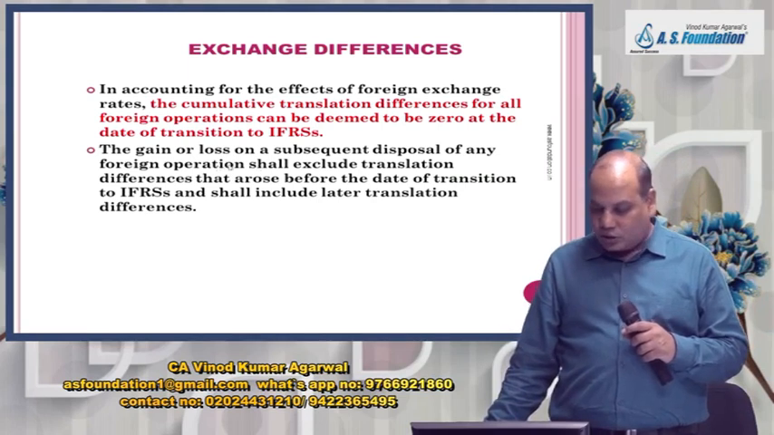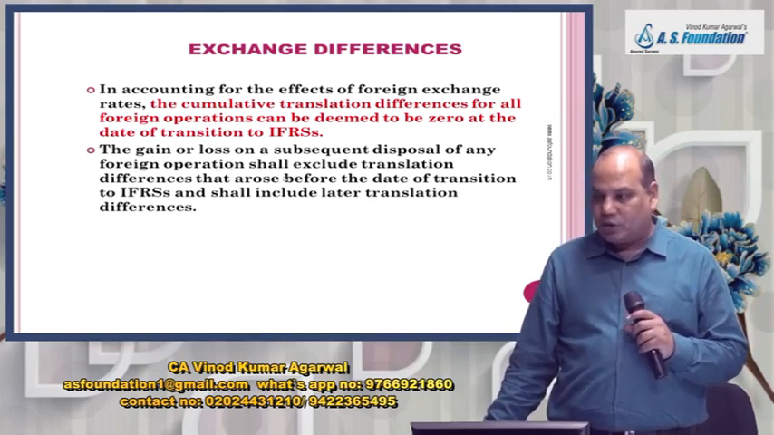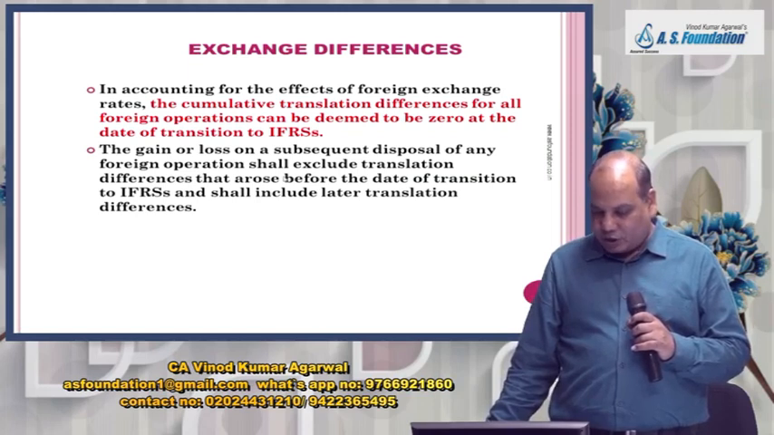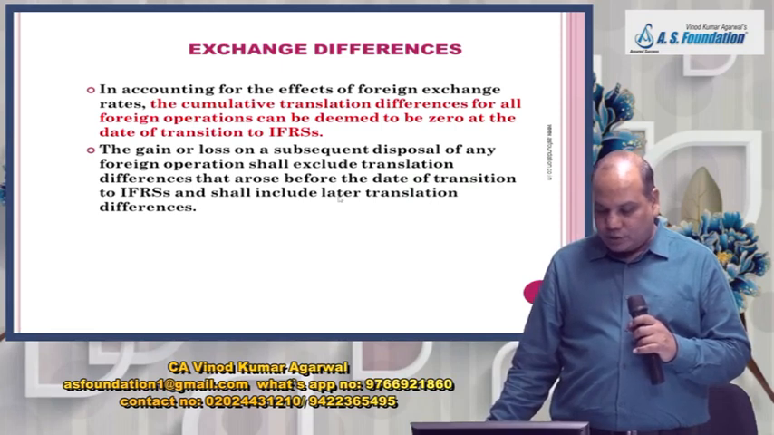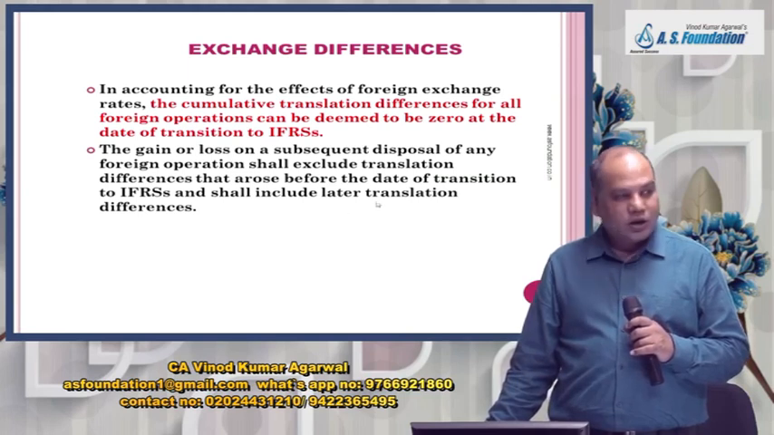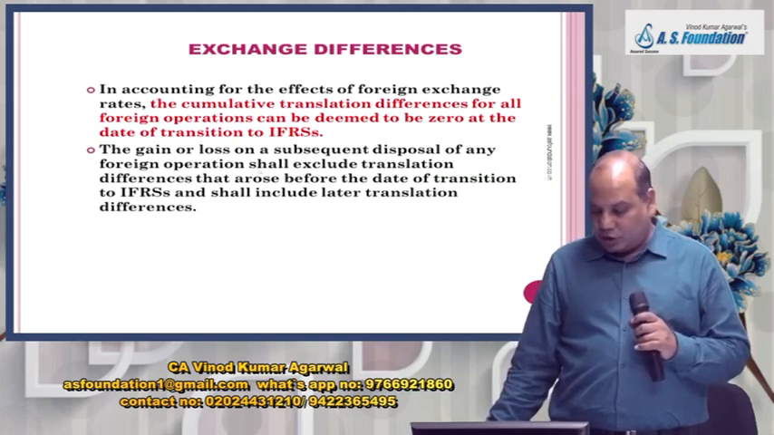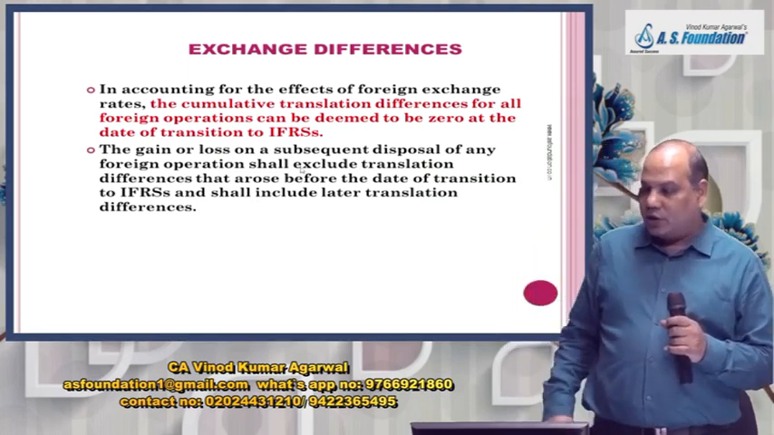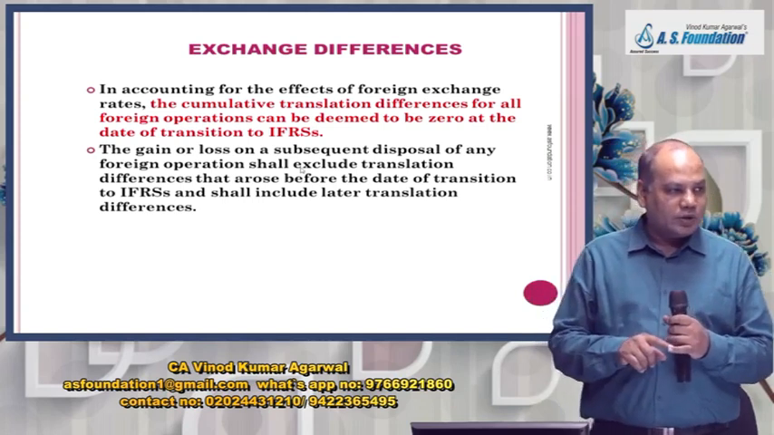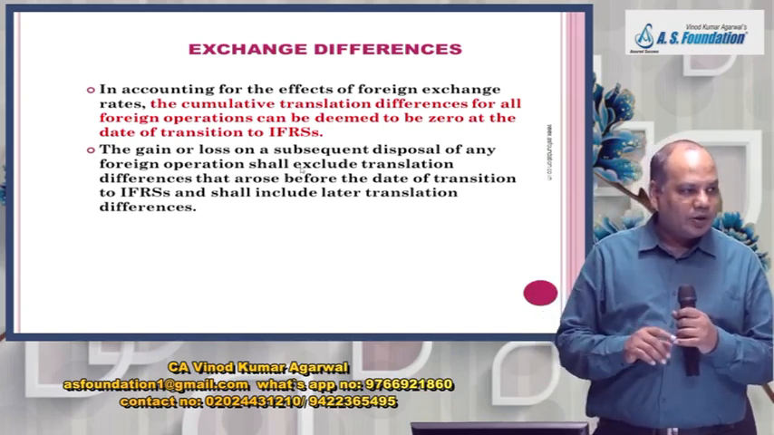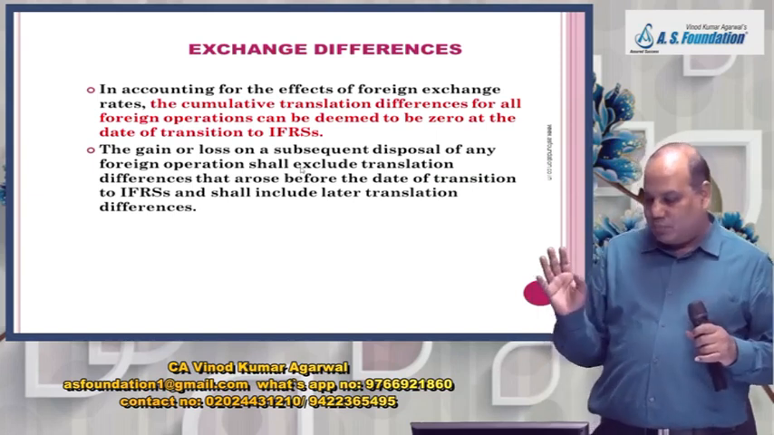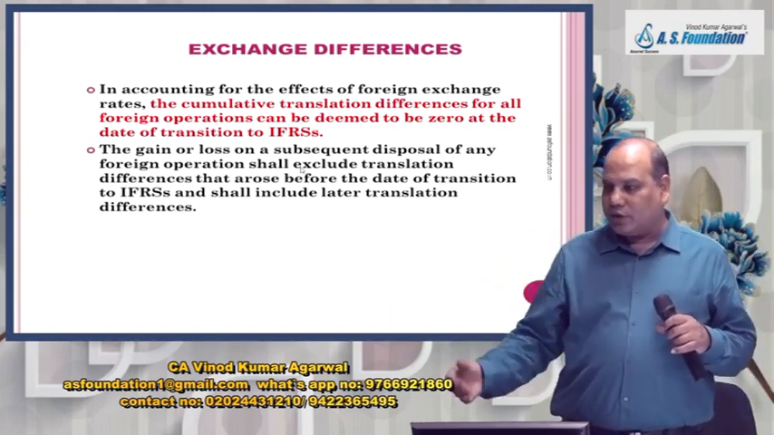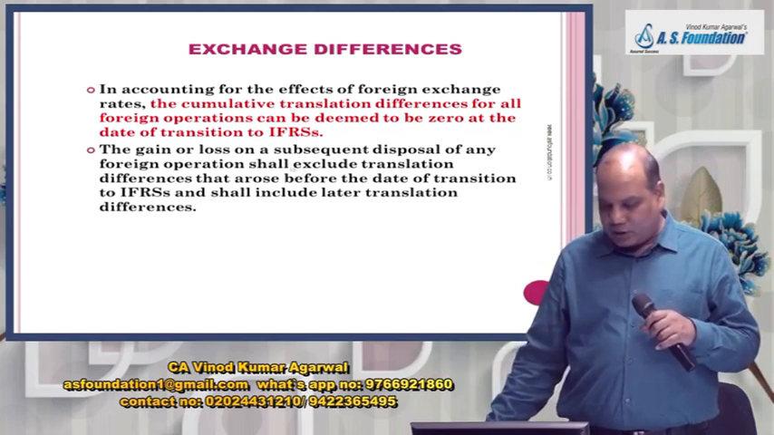The gain or loss on a subsequent disposal of any foreign operation shall exclude translation difference that arose before the date of transition to IFRS and shall include only later translation difference. Is it right? If this foreign operation is disposed of, so all exchange difference which were existing on the date of transition will not be transferred to P&L account. They have already been closed. But those exchange difference which will arise after the date of transition, they will be recognized.